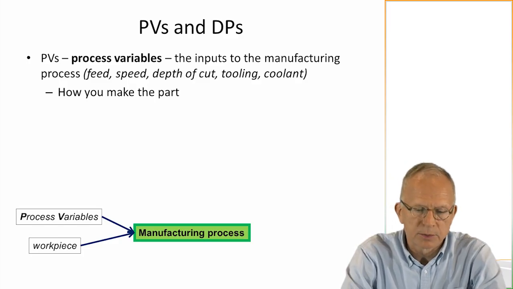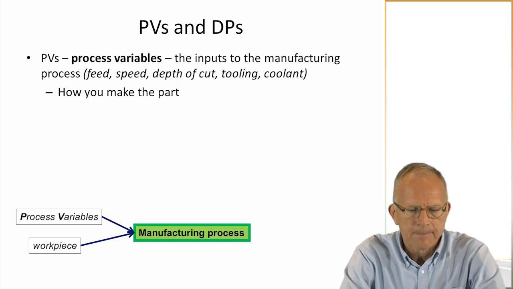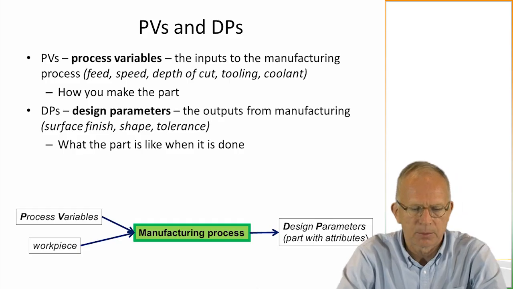So PVs, of course, are the process variables, the input to the process. Generally, we think in machining of at least feed, speed, depth of cut. Also tooling and coolant are important, and there's several more as we'll see. And this is basically how you make the part.